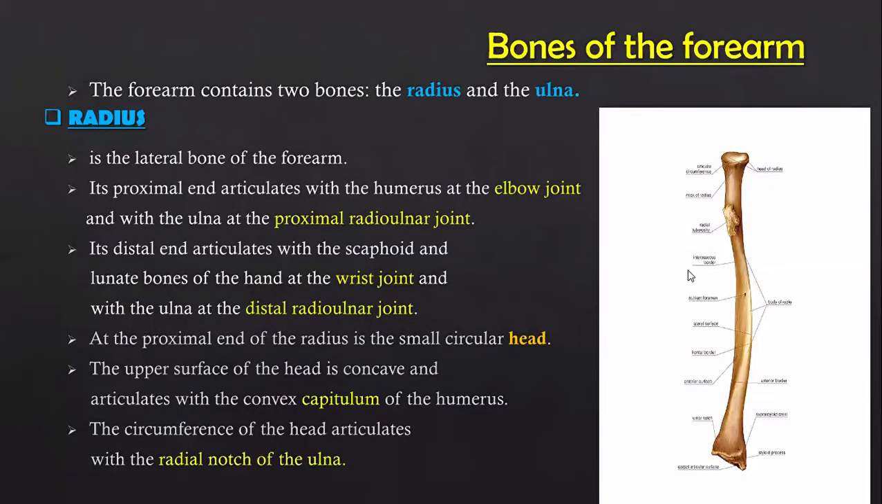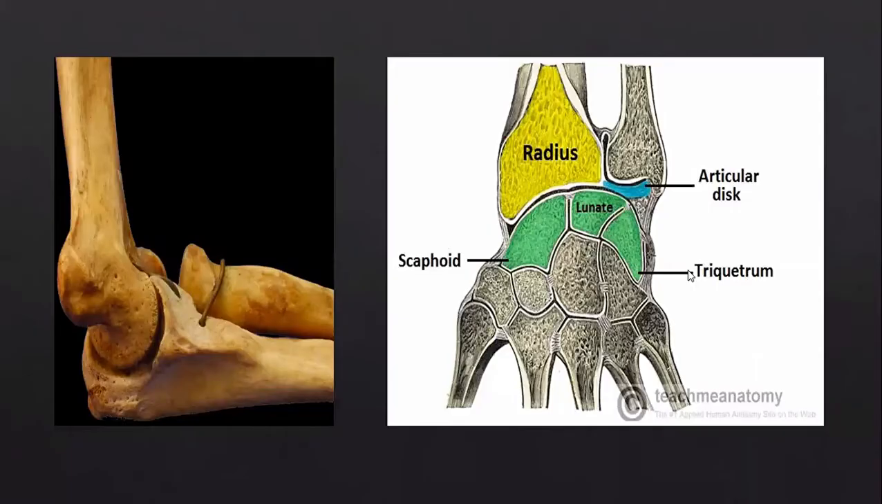The distal end articulates with the scaphoid and the lunate bones of the hand at the wrist joint and with the ulna at the distal radio-ulnar joint. This is the distal radio-ulnar joint, and this is the articulation between the radius and the scaphoid and the lunate bones of the hand.